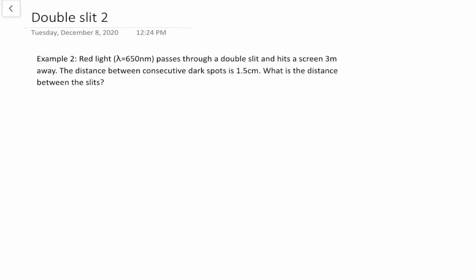Okay, working through a double slit interference problem. In a way, it's kind of like questions we've done before. We'll just pull the information out of the question as we get to it. So reading this one over, lambda equals 650 nanometers.